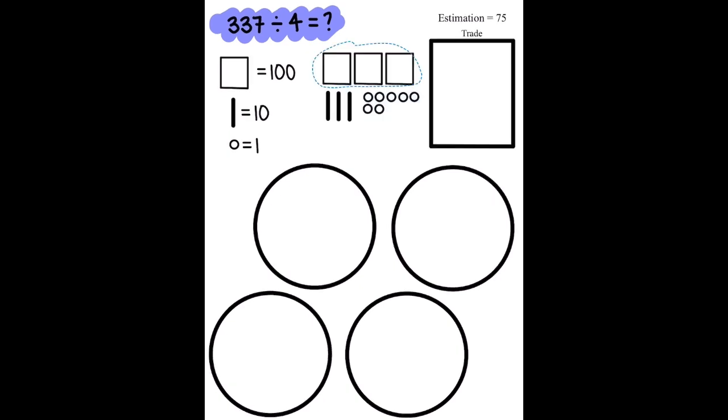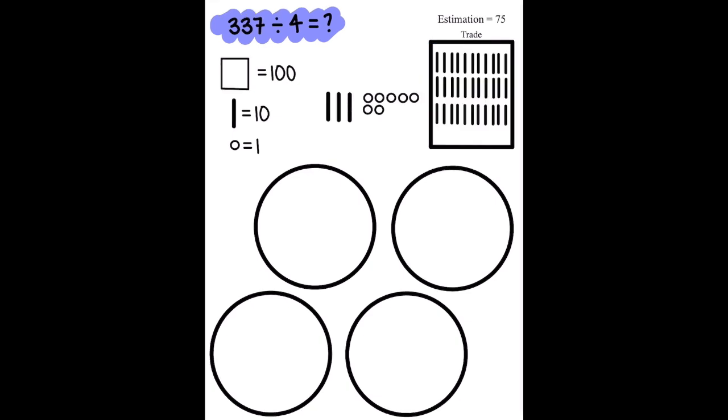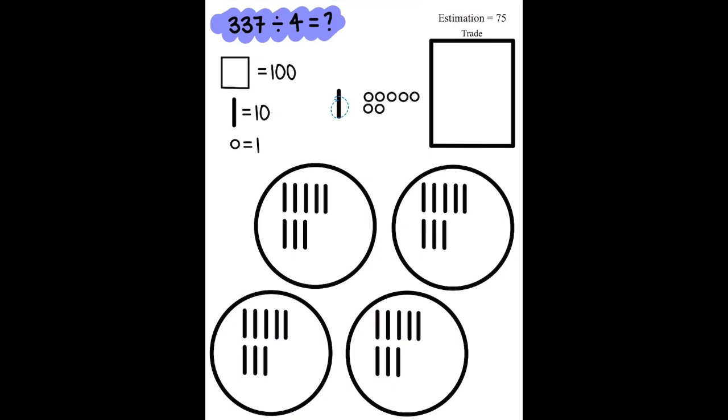Since we only have 3 flats and cannot distribute them equally in the 4 circles below, let's trade them for rods. Since we traded 3 flats, each worth 100, we now have 30 rods worth 10. We did not lose or gain, we still have a total of 337, just in a different form. Let's divide our rods equally between the 4 groups below. Now our rods have been divided equally and we have 1 rod left over. Let's trade the rod for 10 ones. Now we have a total of 17 ones.